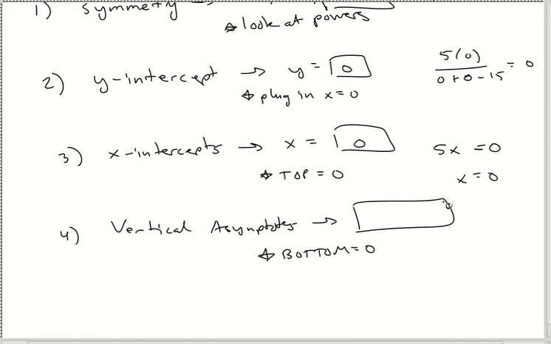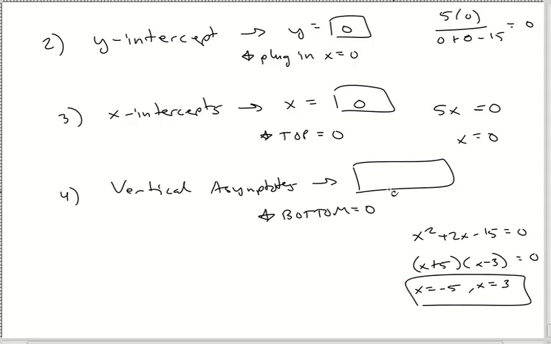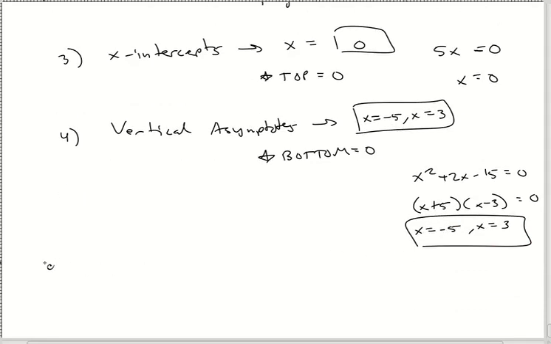So I'm going to take my bottom off to the side. It's x squared plus 2x minus 15. And I'm going to factor. I'm going to solve for x. What two numbers multiply to make a negative 15 but add up to 2? It's a positive 5 and a negative 3. And so then I got x equals negative 5 and x equals positive 3. That is your answer. And so you put it just like that because they want the x equals in your answer, because it's an equation. Okay.